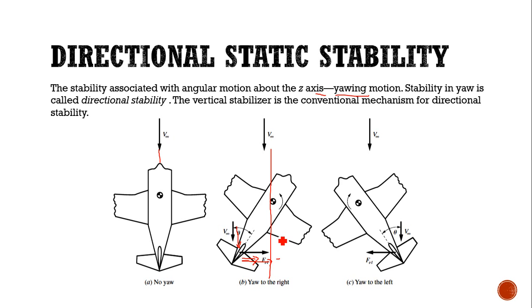In the same way, the moment acting here is, when it is yawed to the right, an anti-clockwise moment acts on the airplane, and when it is yawed to the left, a clockwise moment acts on the airplane. So when it is yawing to the right, an anti-clockwise moment acts on the airplane. When it yaws to the left, a clockwise moment acts on the airplane to bring the aircraft back to the position.